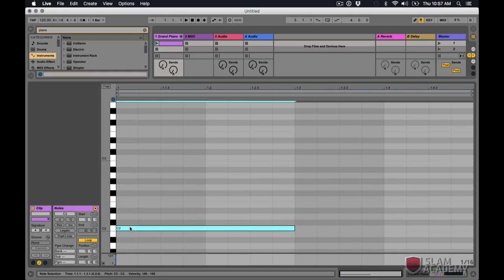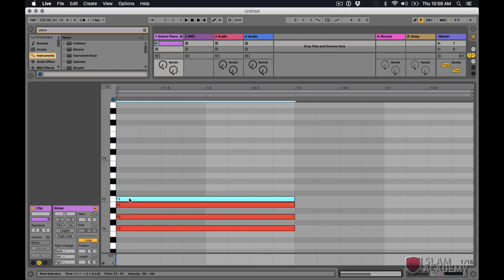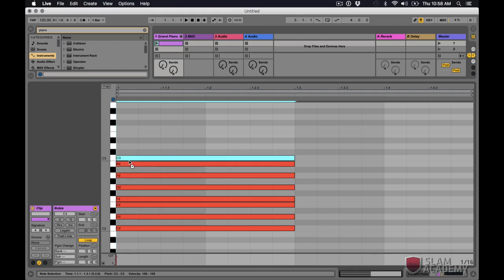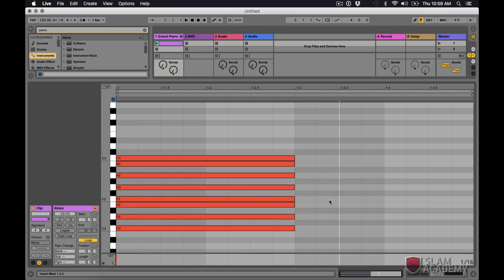Okay, now let's just draw the pattern of a major scale. So I'm just going to copy this note, whole step, half step, whole step, whole step, whole step, half step. There we go. Now those are all the notes in the key of C major in this octave.